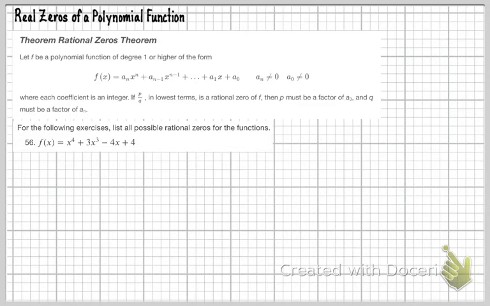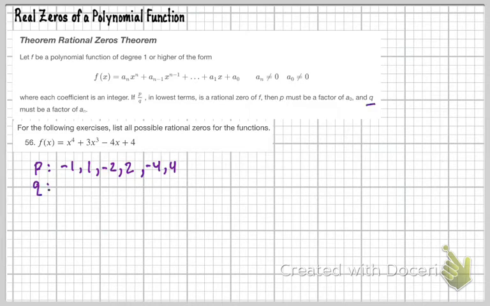So first things first, I have to understand what p is. Now p is a factor of a naught. So for our problem here, it would be a factor of 4, and that's a positive 4 at that. So I'm going to think of plus or minus 1, and I'm going to write them out separately. So negative 1, positive 1. I was going to write the positive sign, but I don't have to. And then negative 2 and positive 2, and then negative 4, positive 4. That's all the p's.